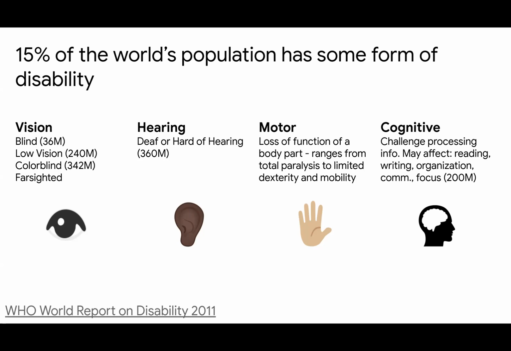This number is compounded when you factor in situational and temporary disabilities. For instance, a situational disability could be if you're in a highly distracting environment and you're having trouble focusing, so you may receive information a little bit differently. Or if you sprain your wrist, this could be a temporary disability, and you may have trouble typing or pressing down on the touchpad. At some point in everyone's life, they'll be impacted by some form of situational, temporary, or permanent disability, whether it's yourself, your friends, your family members, etc.